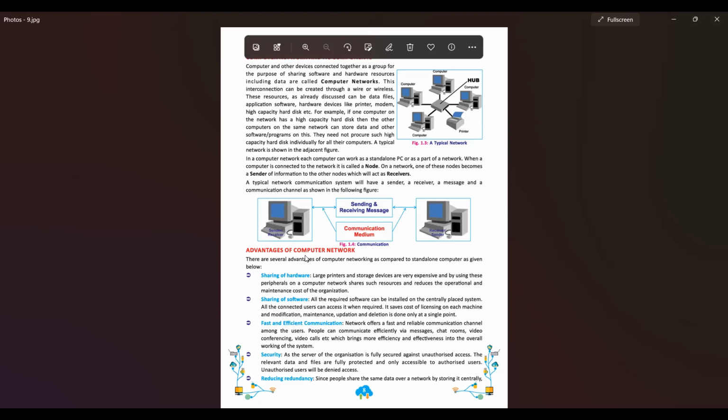All the required software can be installed on the centrally placed system, which is called server. All the connected users can access it as required. It saves the cost of a license on each machine. As I told earlier, we can easily save the cost. Modification, maintenance, update and deletion are done only at a single point.